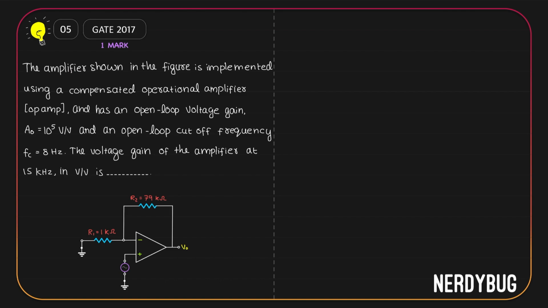The amplifier given in the figure is implemented using a compensated operational amplifier. It has an open loop voltage gain 10 to the power 5. Its open loop cutoff frequency is 8 Hz. What we have to find out is the voltage gain of the amplifier at 15 kHz frequency.